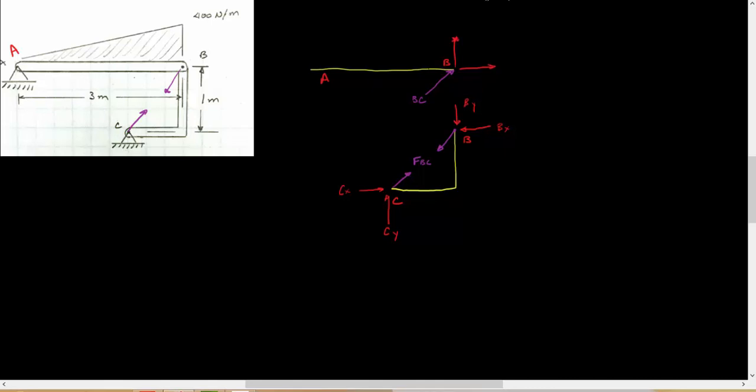We also have this distributed load, so let's put the distributed load in green. The distributed load is going to act here, which is going to be 1 meter from this side, and it would be 400 Newton meters times 3 meters times 1/2, which comes out to be 600 newtons. And then at our pin we have AY and AX.